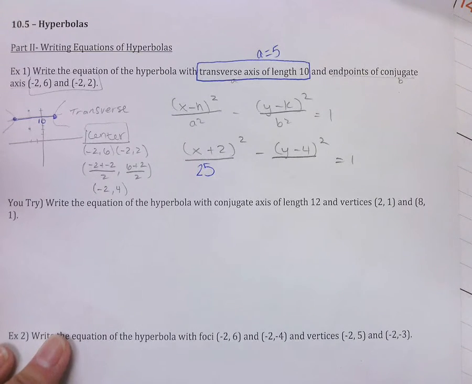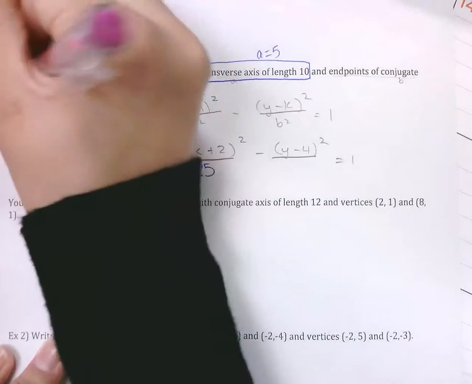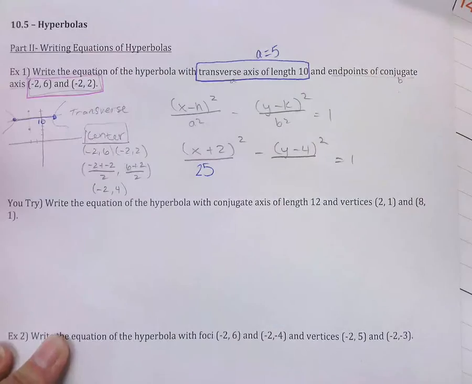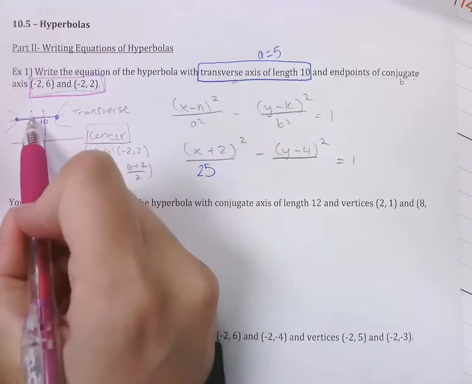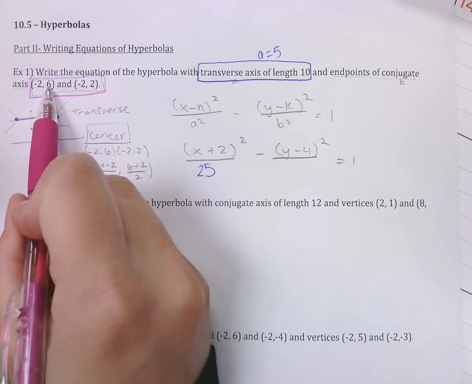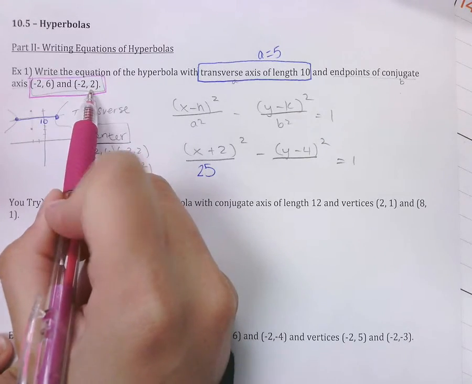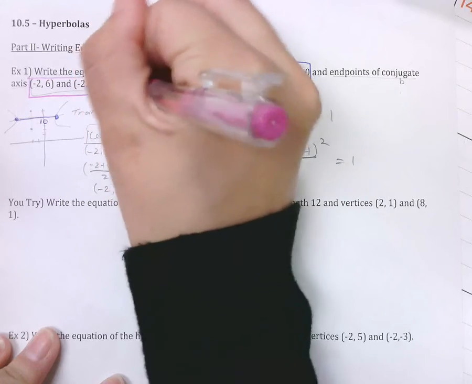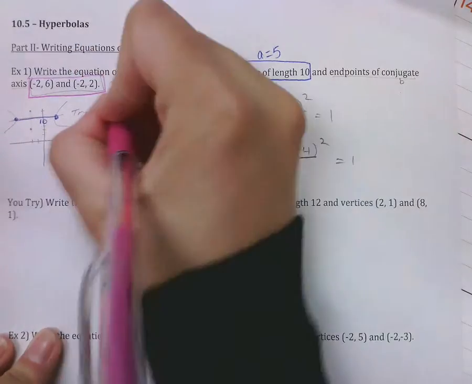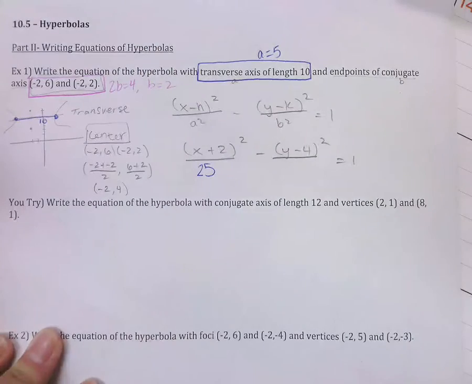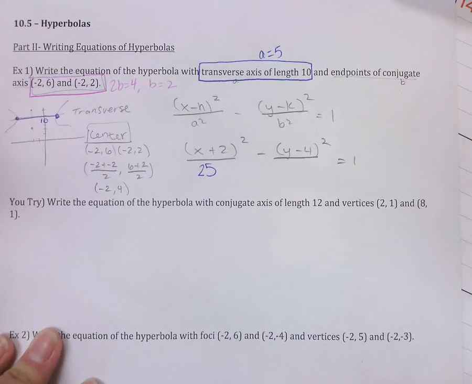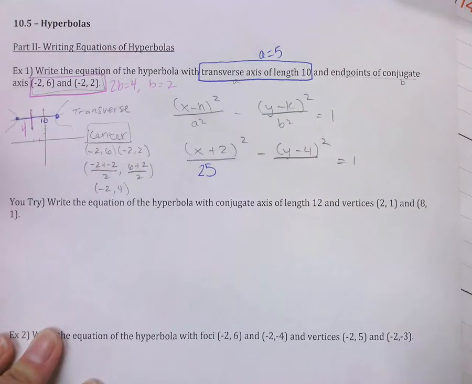Now the conjugate axis, they didn't give you how long it was, but you could figure it out. Or you could count once you find the center. So what's the distance between negative 2, 6 and negative 2, 2? 4. So if the whole thing is 4, that makes B 2. So from here to here is 4. So that makes B 2. So we would put 2 squared here. And that's it. That's your answer.